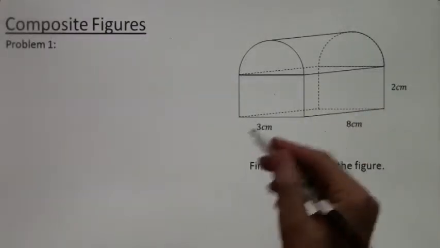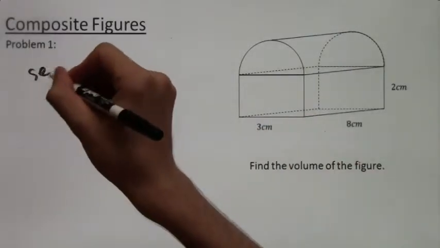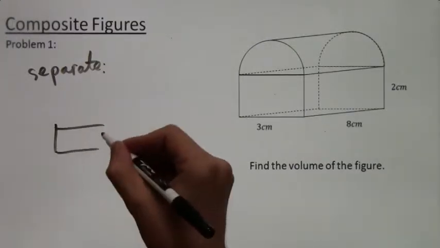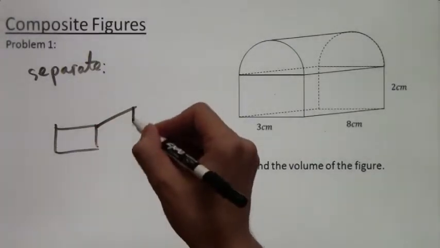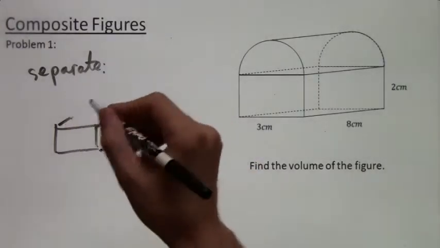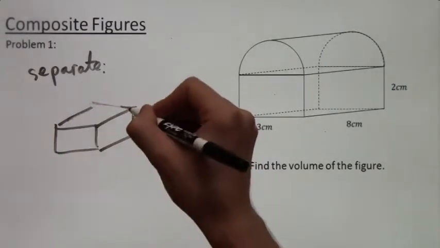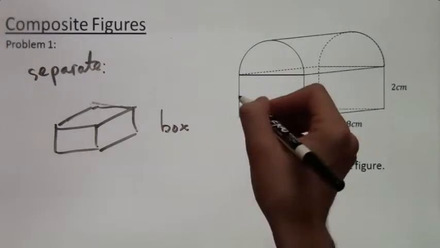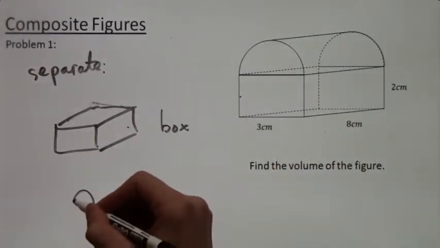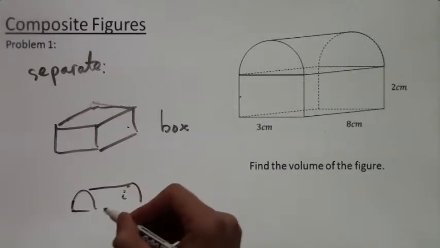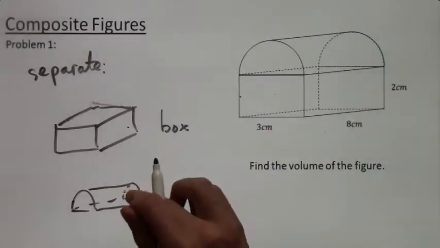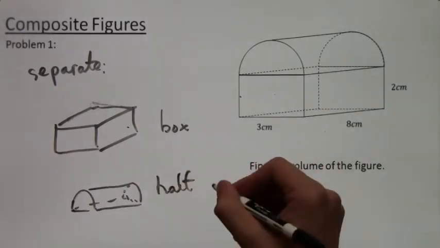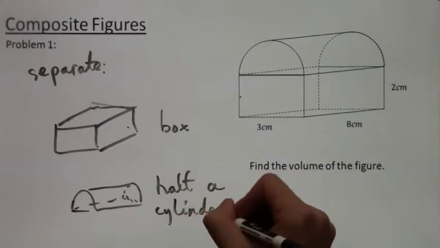So here we want to find the volume of the figure. So here's the strategy. We separate it into shapes we recognize, and we calculate the volumes of those shapes. So for example, I could take the bottom part, which is shaped like a box, a rectangular prism. And then the upper part is half a cylinder. So we have a box and half of a cylinder. So we calculate both of these volumes separately, and then we can add them to get the volume of the whole thing.